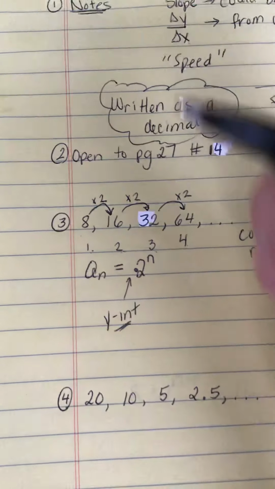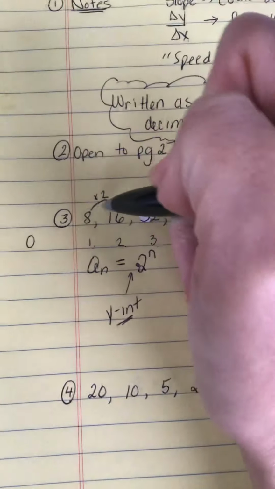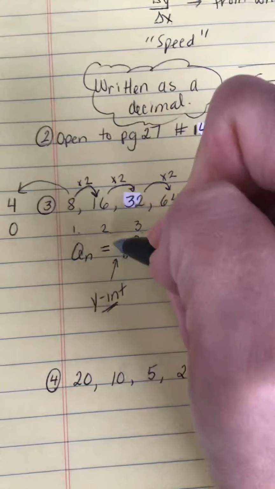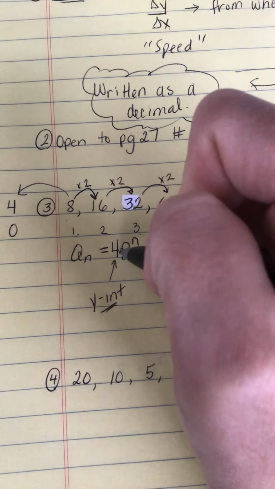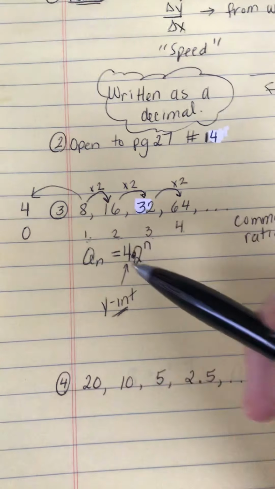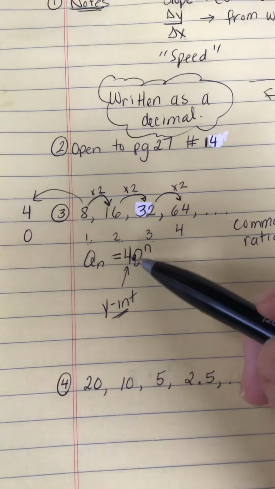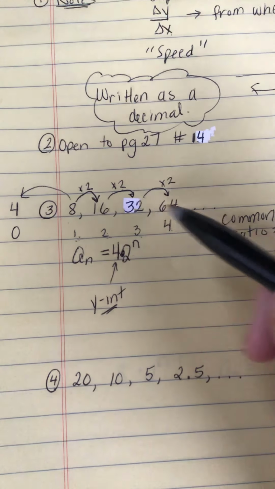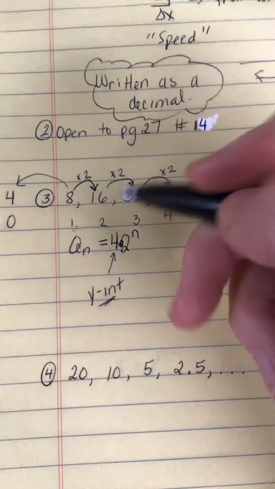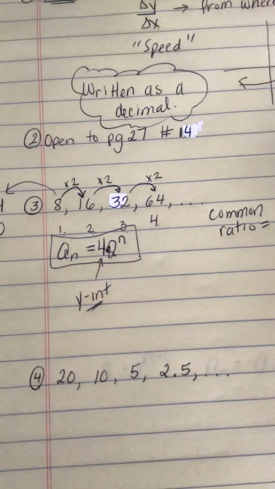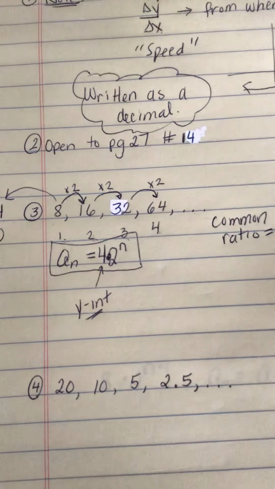So you want to back up to the 0. So we're going to go back to 0. Instead of multiplying by 2, we're going to divide by 2. So 8 divided by 2 is 4. And now let's just try it out. So 2 to the first is 2, times 4 is 8, check. 2 to the second is 4, times 4 is 16, check. 2 to the third is 8, times 4 is 32, and so on. Okay, so this would be basically your equation or your sequence formula there.